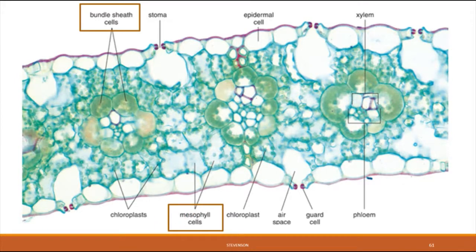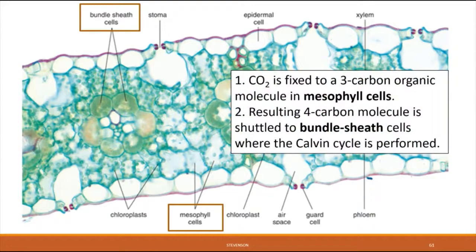What the C4 plants do is they first take in the CO2 through their stomata and attach it to a 3-carbon organic molecule in the mesophyll cells, the ones that surround the bundle sheath cells. We can see a stoma here. This is one of the pores in the leaf. The CO2 will come in here, and then in these mesophyll cells, it will be attached to a 3-carbon organic molecule, and the result will be the production of a 4-carbon molecule, which is why these are called C4 plants.